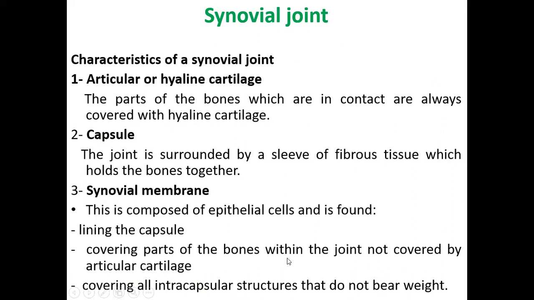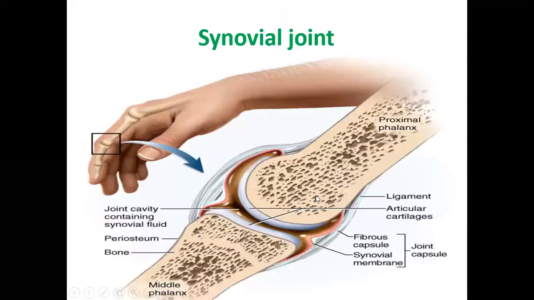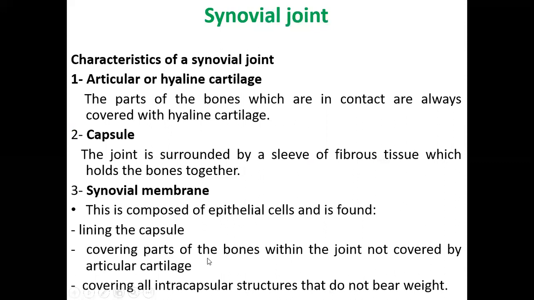The covering parts of the bones within the joint are not covered by articular cartilage. If you see here, only the part which is coming in contact with each other is covered by the hyaline cartilage. All the remaining part is covered by the synovial membrane, not only the inner side of the capsule, but even the bone which is not in contact. So the part not covered by articular cartilage will be lined by the synovial membrane.